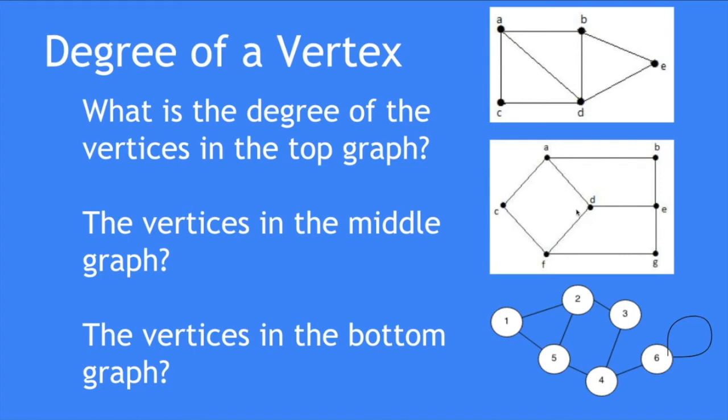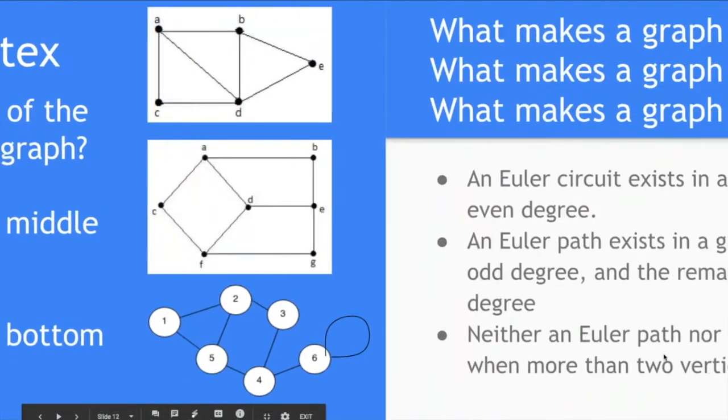And you can do the others to find out the degree of the vertices in the middle graph and in the bottom graph. Now, this bottom one, remember, this loop right here means that 6 has 1, 2, 3 edges. So it is a degree of 3. All right, let's move on.